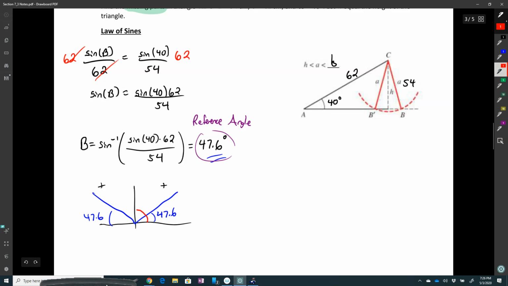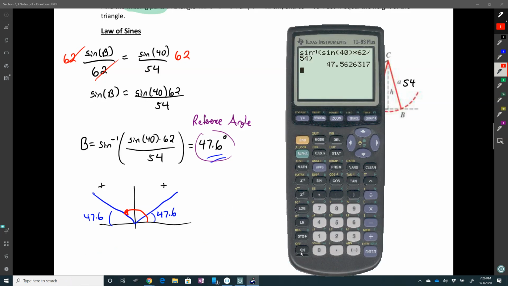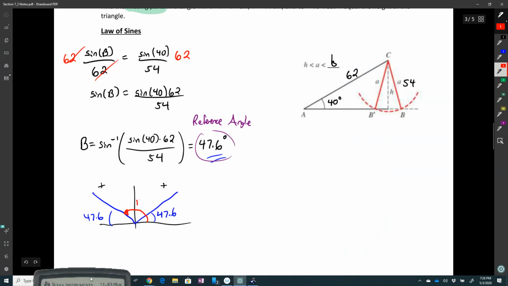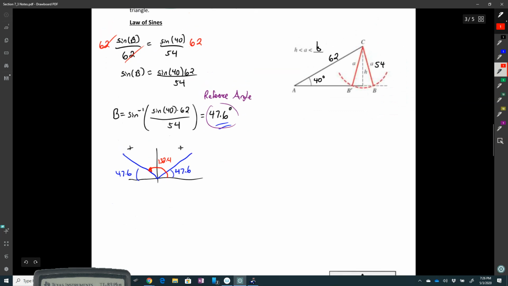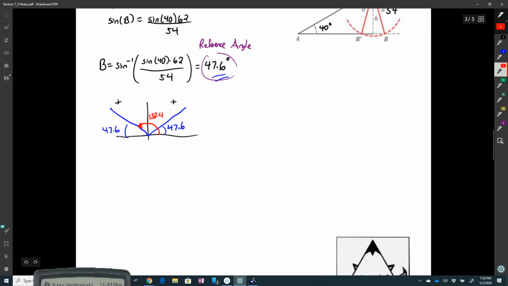Now to get the other angle, so the other angle would be 180 minus 47.6, 132.4. Right? And so that means that we have two triangles to solve. I put a kitty in the corner. Kitty.